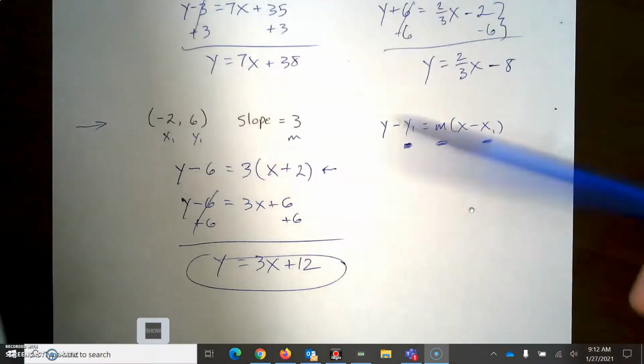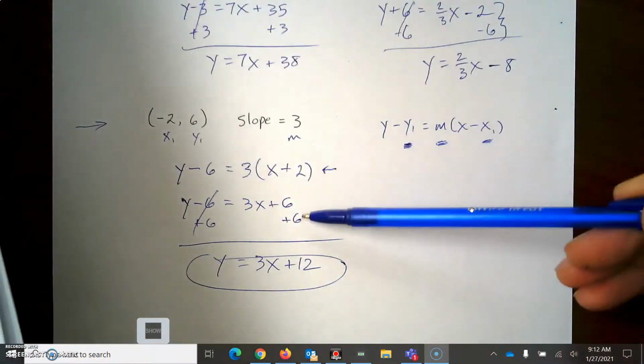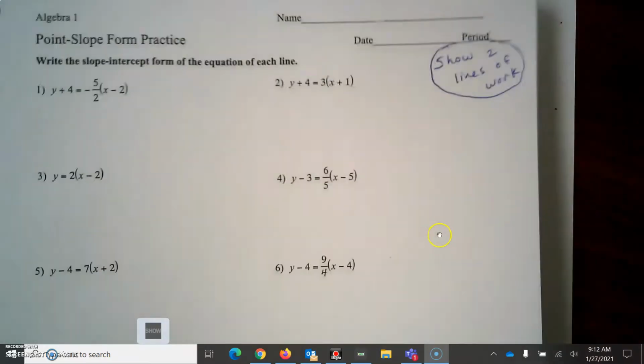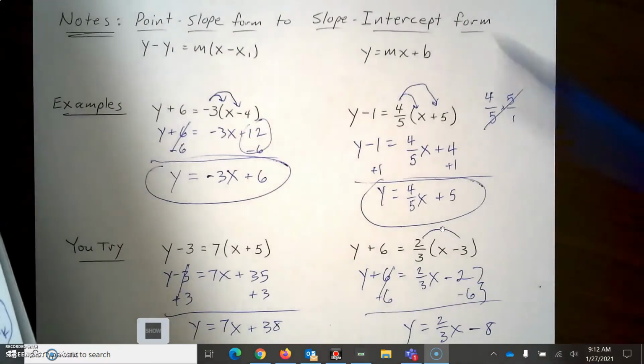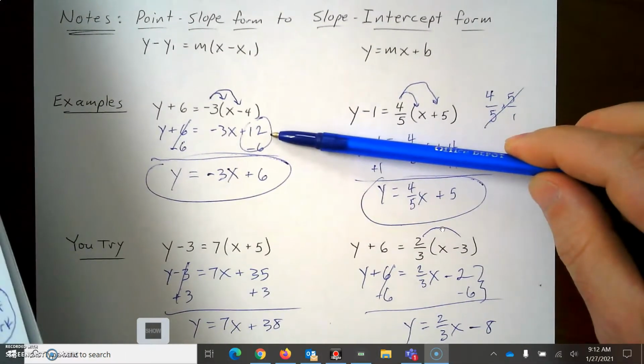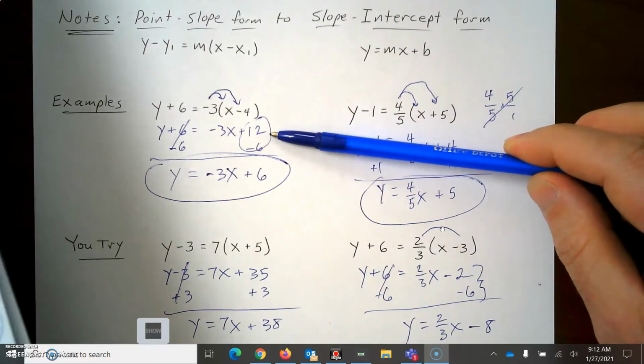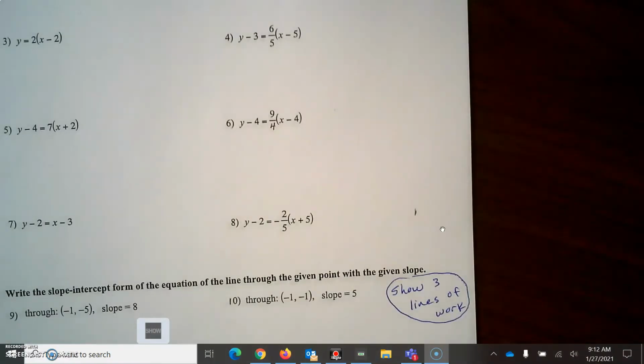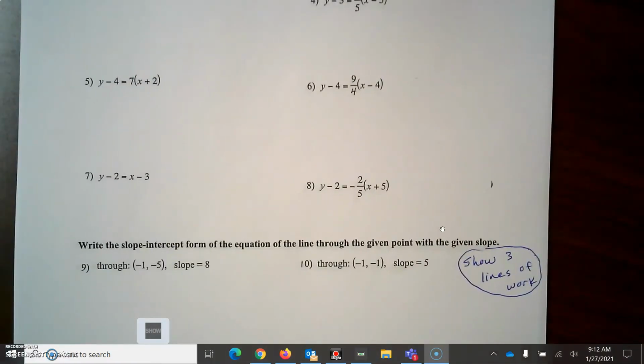See? 1, 2, the third line is actually your answer. And then at the top it says show 2 lines of work, meaning these examples. 1, you wrote the work after you distributed, and 2, your final answer. Because if you wonder why sometimes on assignment you got a 7 or you got an 8, it's because you're not showing work or doing the assignment following directions.